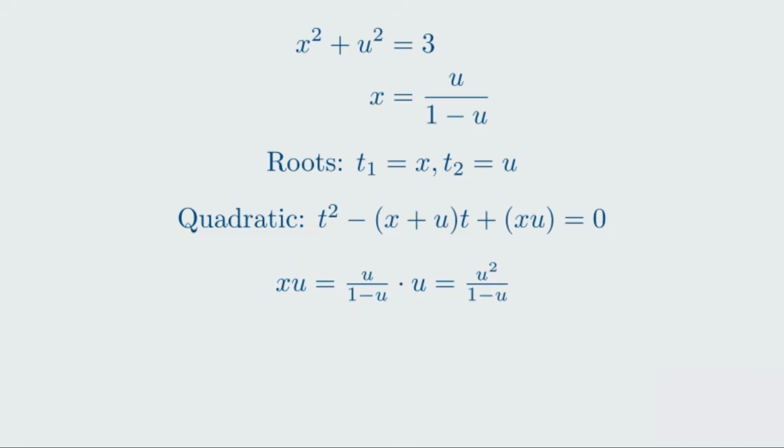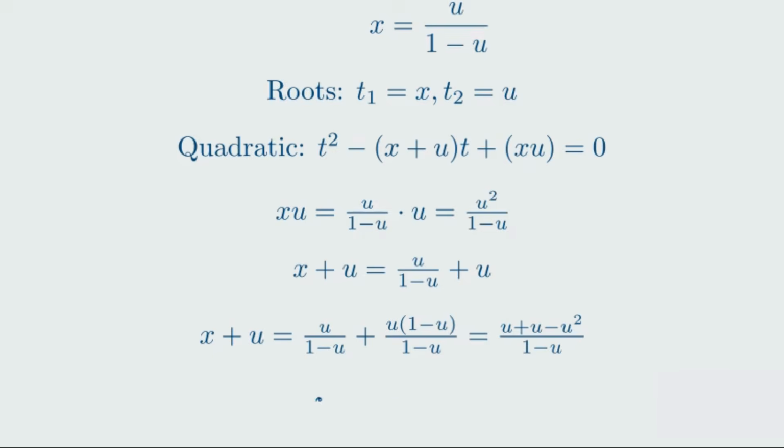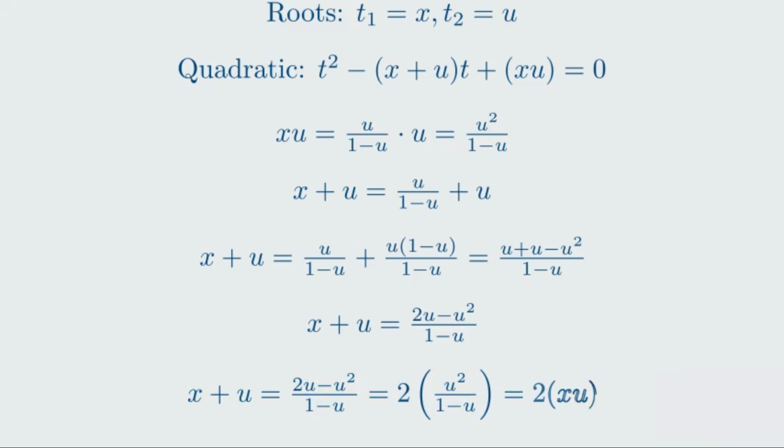Let's calculate the sum x plus u. X plus u equals u over 1 minus u plus u. Finding a common denominator, we get u plus u times 1 minus u all over 1 minus u. This simplifies to 2u minus u squared all over 1 minus u. Now let's compare the sum and product. Notice something interesting. If you look closely, the sum of the roots is just the product of the roots times 2. X plus u equals 2 times the quantity u squared over 1 minus u, which means x plus u equals 2 times x times u.